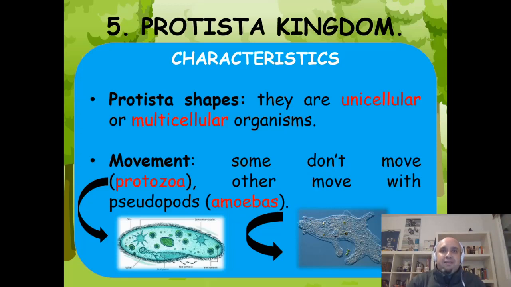Number 5, Protista kingdom, and these are their characteristics. For example, their shapes. Some of them are unicellular, some of them are multicellular, so it depends on the organism. Movement. Some of them don't move, like protozoa. Here, this is a protozoa, it is microscopic, it is unicellular, and they don't move. Some others, like this one here, an amoeba, move just a little bit with small feet, but they can move. So some are unicellular, some are multicellular, some of the Protista kingdom living things move, some others don't move.